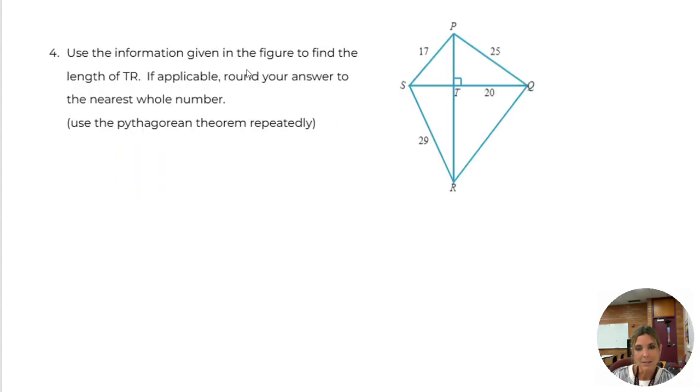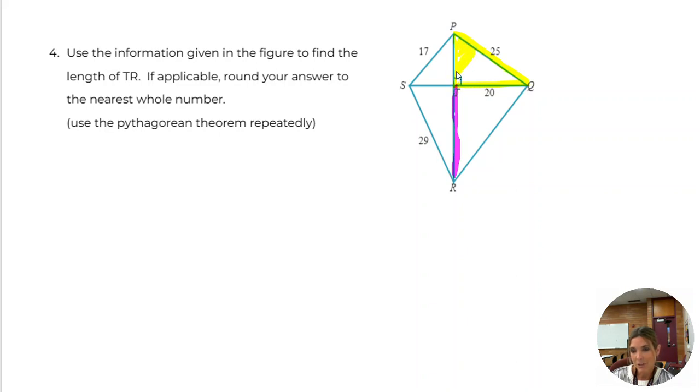Okay, last one. Use the information in the given triangle to find TR. So this is TR. This is the one we want to find. In order to find this one, we're going to have to use the Pythagorean theorem multiple times. We're going to start with a triangle that we know enough information about. So this hypotenuse is 25. This leg is 20. We don't know this leg.